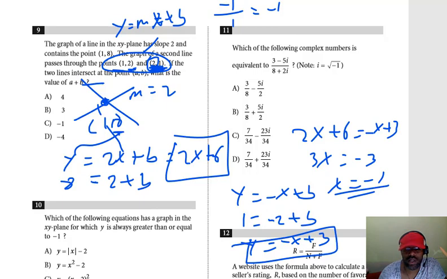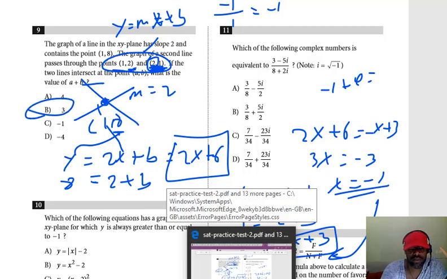When x is minus 1, plug it into either equation, and the value of y is 4. So when you add these two, minus 1 plus 4 is 3. It's just kind of a bit longer.